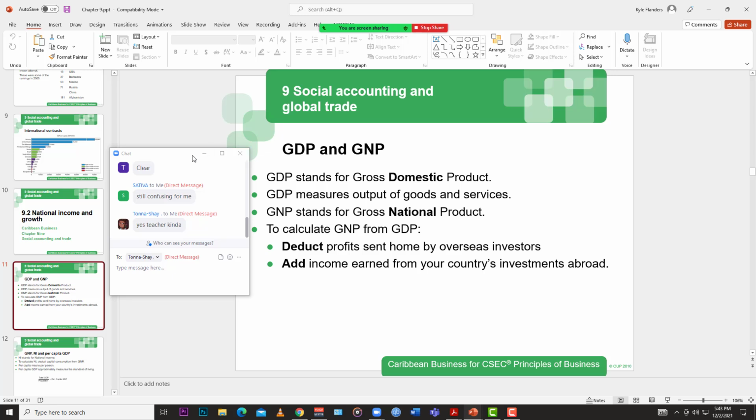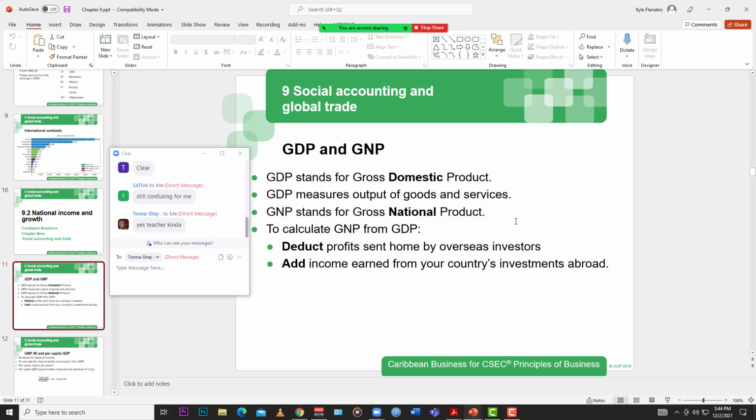So GDP, gross domestic product, is the monetary value of all goods and services produced within the borders of a country for a given period of time, usually 1 year. So let me drop the period of time: GDP is the monetary value of goods produced within the borders of a country in a year. We're stressing within the borders of a country. So anything produced within St. Kitts, that's going to go towards GDP.